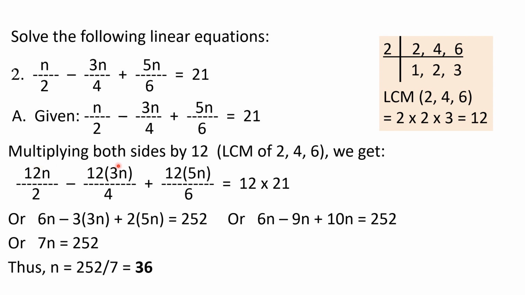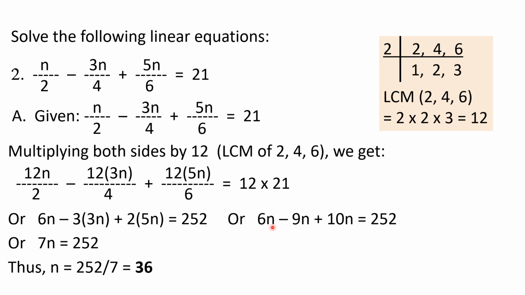So multiplying both sides by 12, which is the LCM of 2, 4, 6, we get: we multiply this term by 12, so 12n by 2. Minus sign, then 3n into 12 by 4. Again plus sign here, so 12 into 5n by 6 is equal to 21 into 12. Now 12 by 2 is 6, so it becomes 6n. 12 by 4 is 3, so it becomes 3 into 3n, and 12 by 6 is 2, so it becomes 2 into 5n is equal to 12 into 21, which is 252.